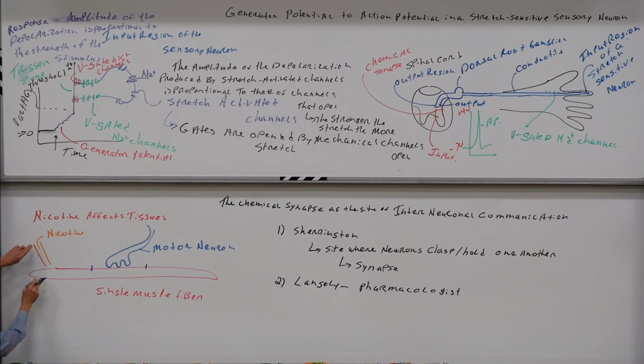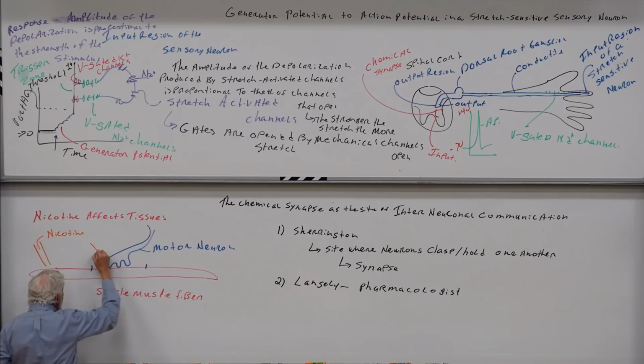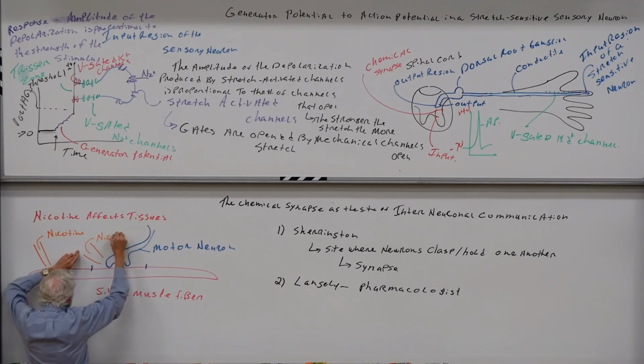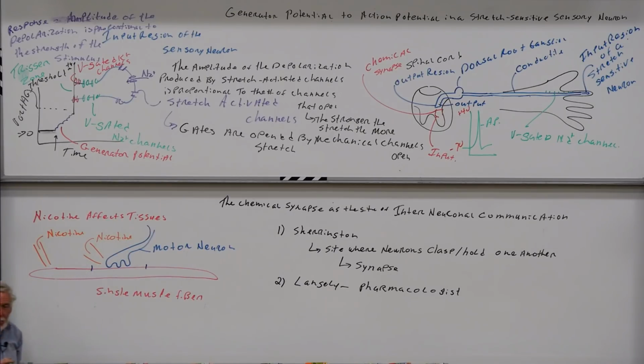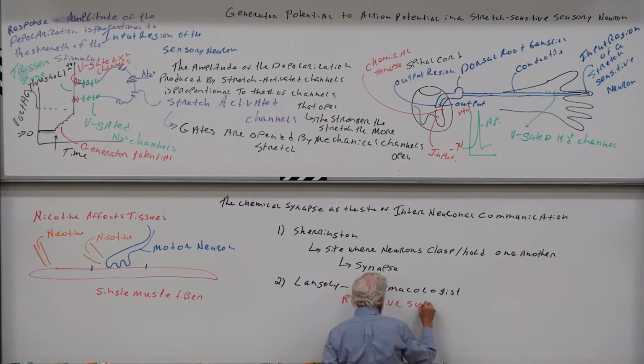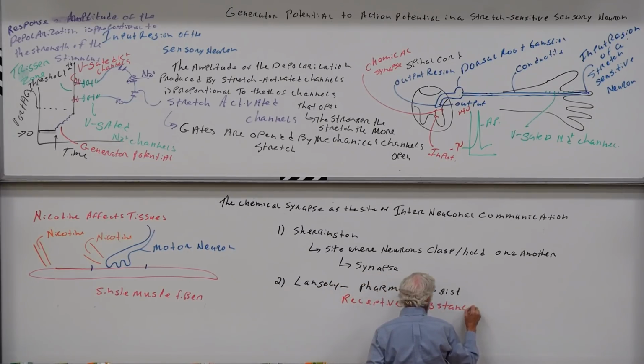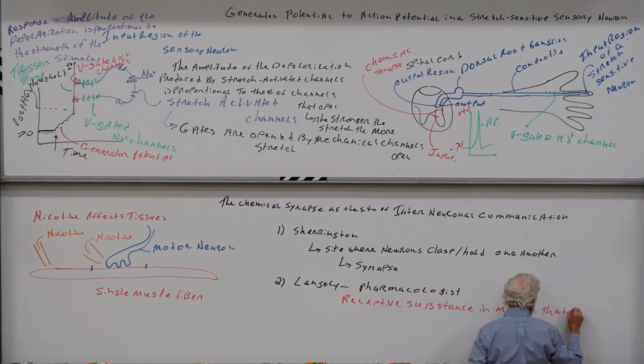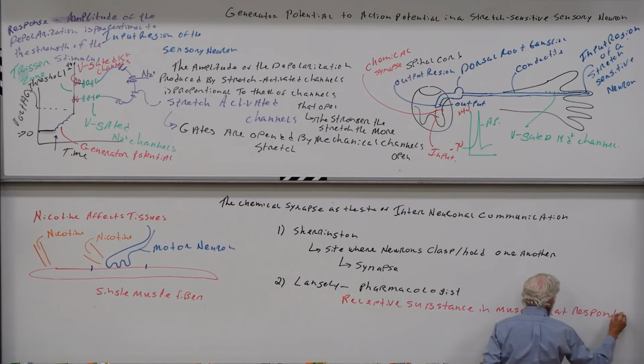So when he was spritzing the nicotine onto the ends of the muscle, nothing happened. But when he came close to the site where the motor neuron was innervating the muscle fiber, when he spritzed on nicotine, he got a muscle contraction. Well, what Langley said then is that there is a receptive substance in muscle that responds to nicotine.